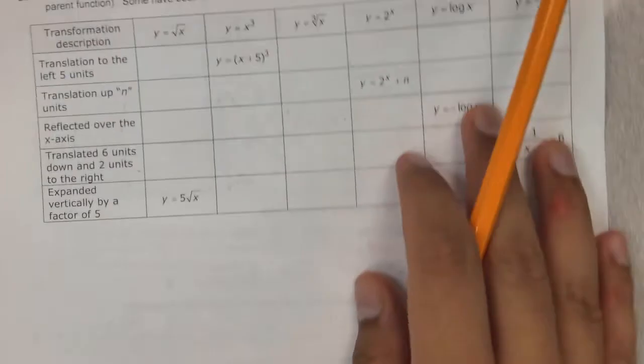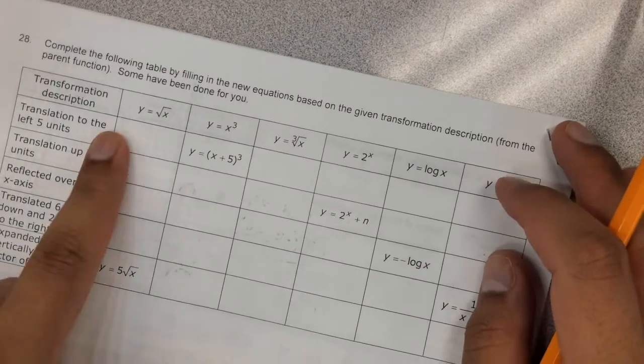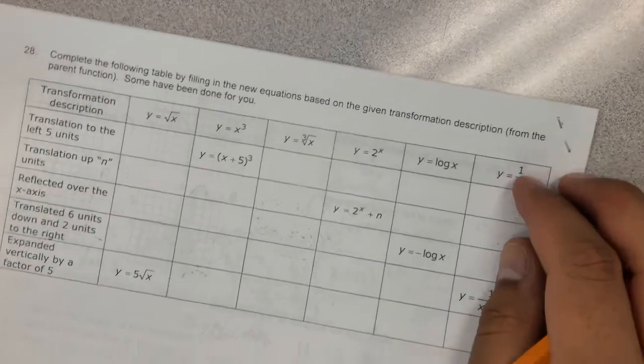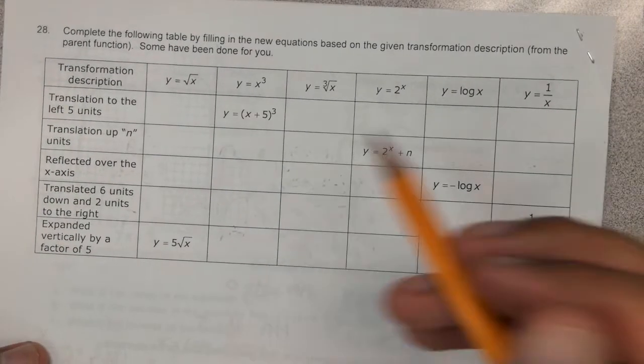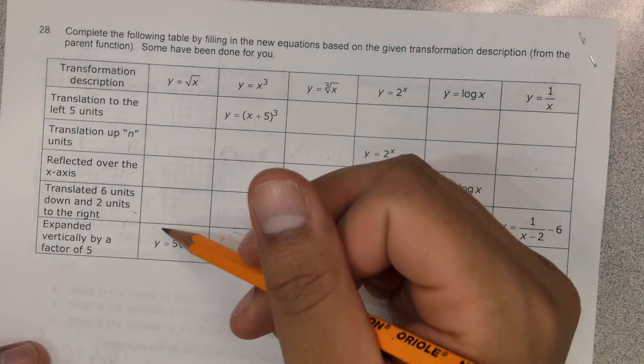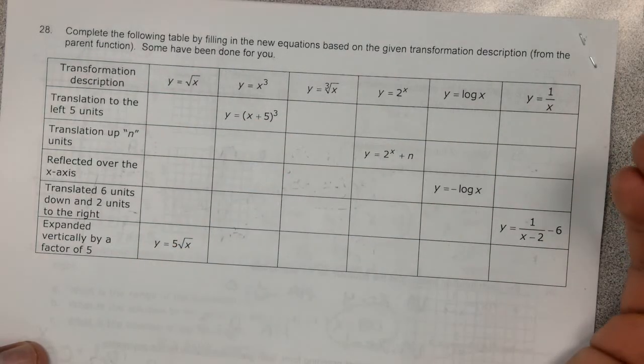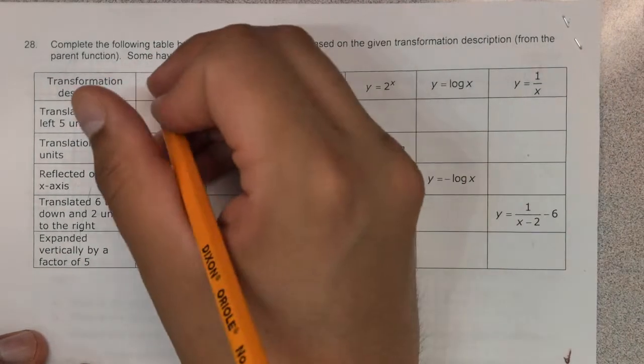All right, so let's go to the last page. You guys, back page, these are all the 6 functions we did this school year. This page just wants you to fill the table out with the function with these corresponding transformations. So it's square root function.